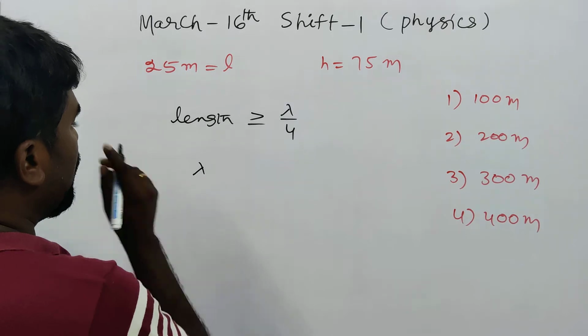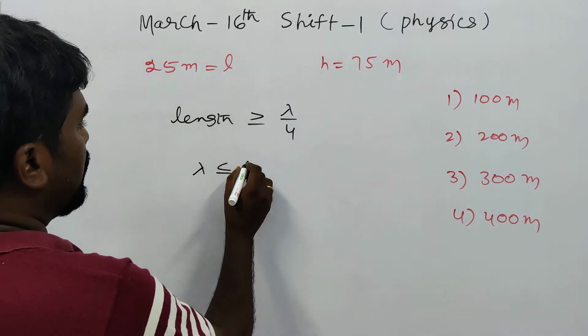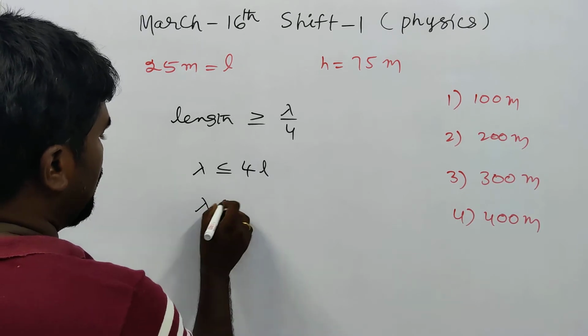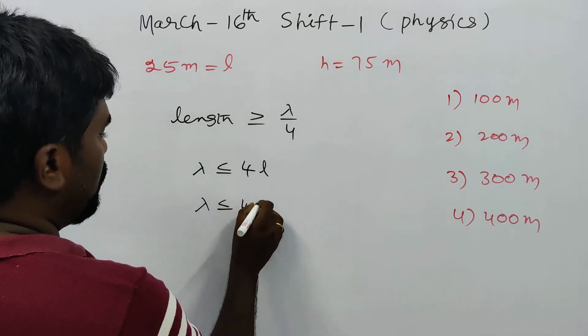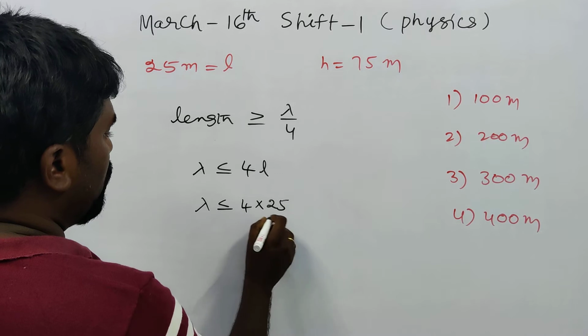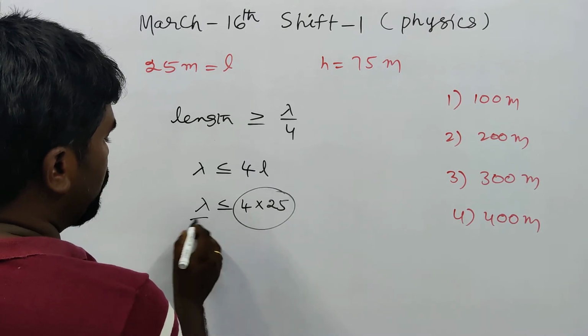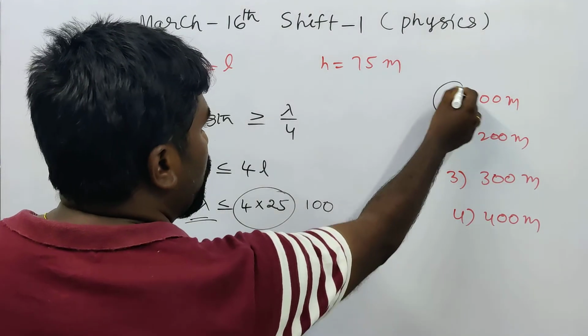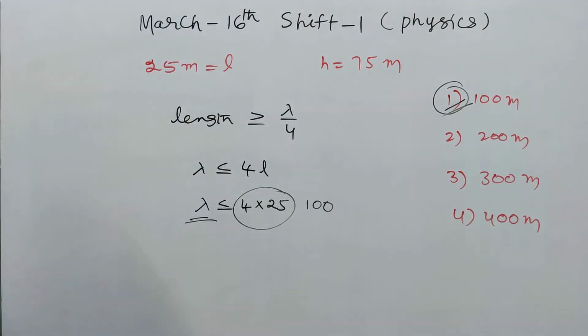So lambda is less than or equal to 4 into L, where the length is 25, so 4 into 25 is equal to 100 here. It means the wavelength should be less than or equal to 100 meters. This is a direct question.